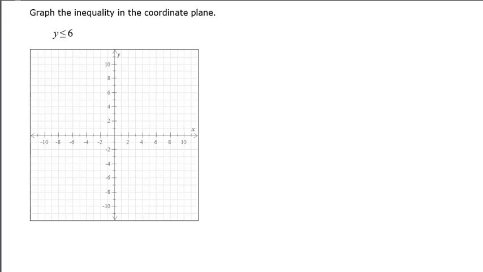First of all, depending on our inequality, if it's less than or equal to or greater than or equal to, the points on the line are a part of the solution, so we use a solid line to connect our points. Whereas if our inequality is just less than or just greater than, the points on our line are not part of our solution, so we use a dashed or broken line to connect our points.